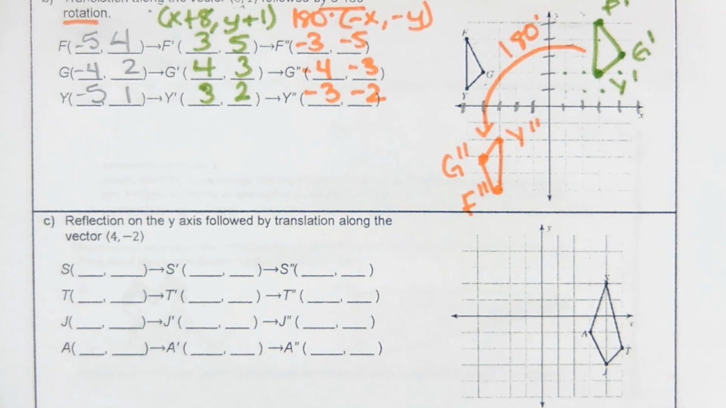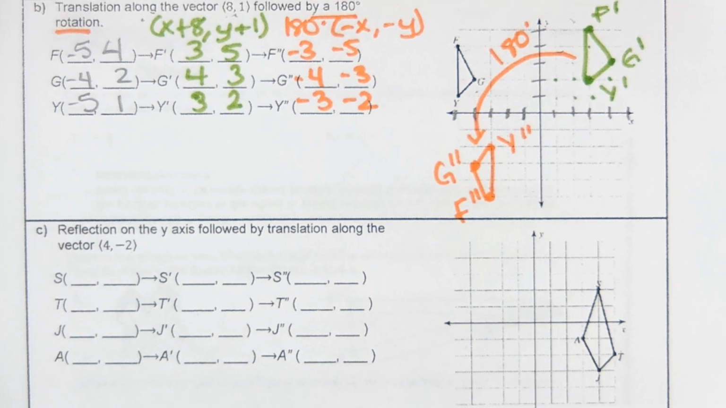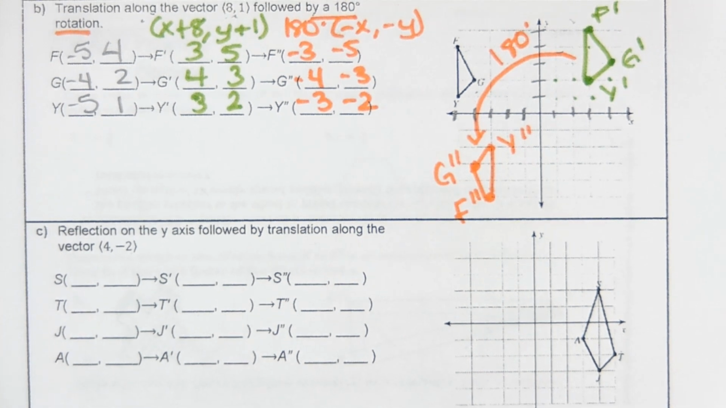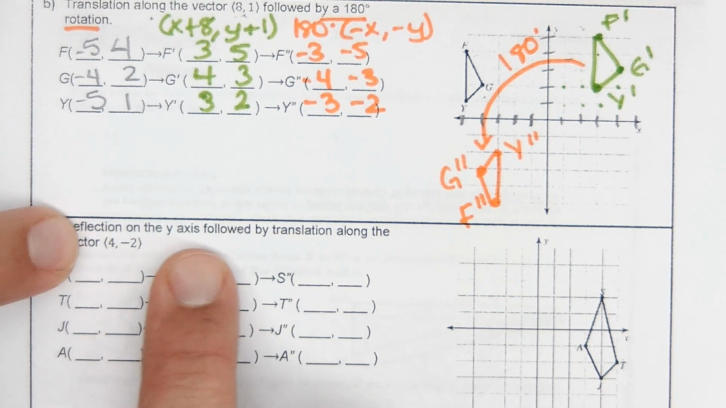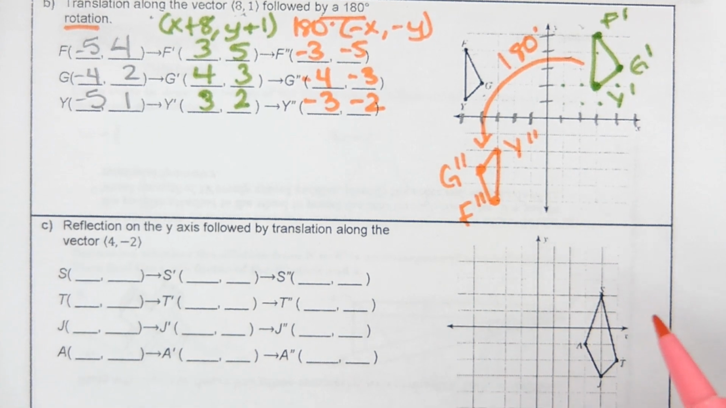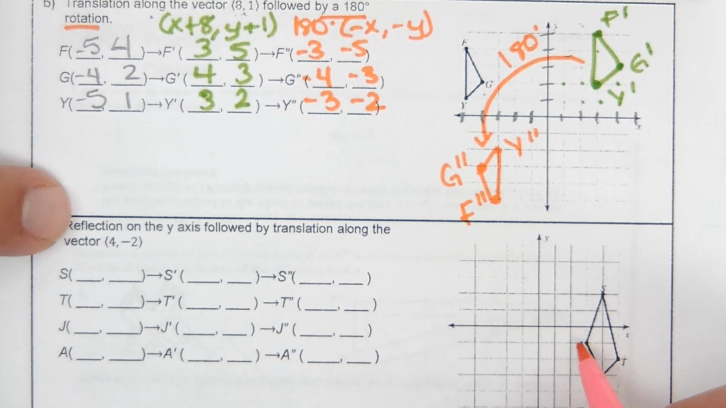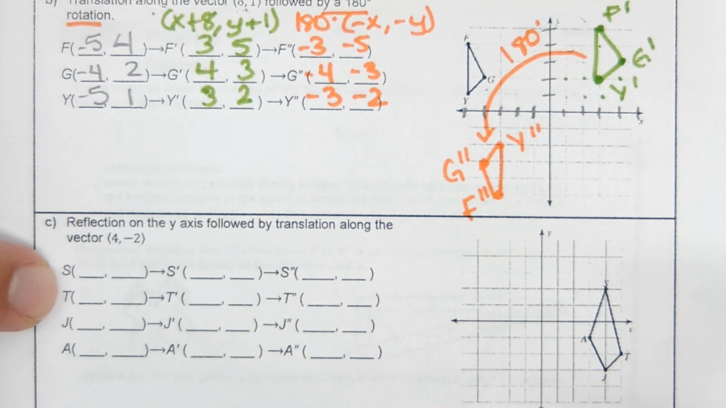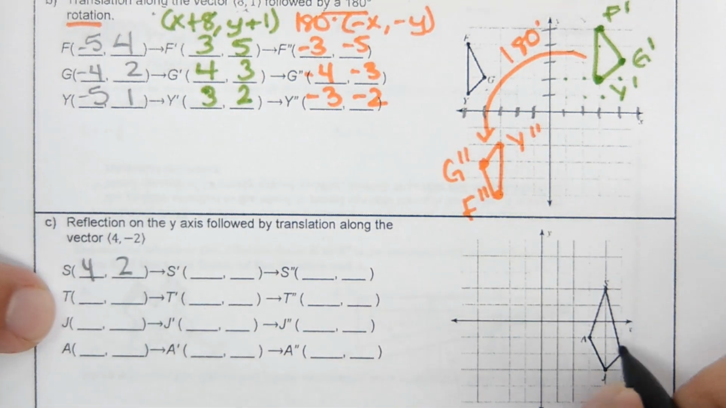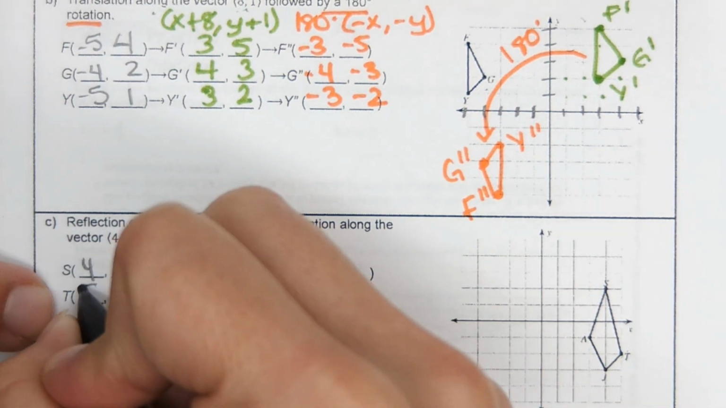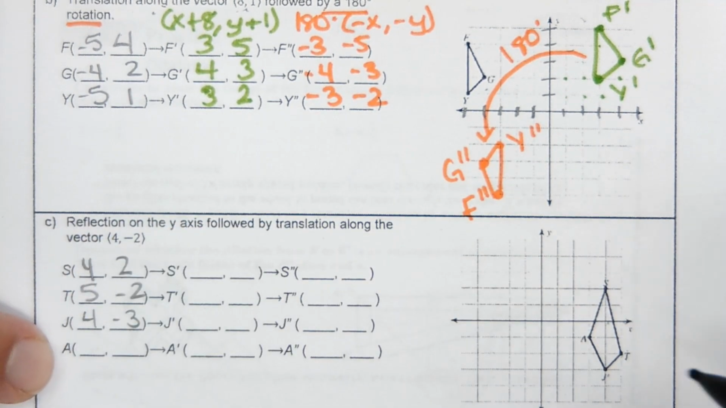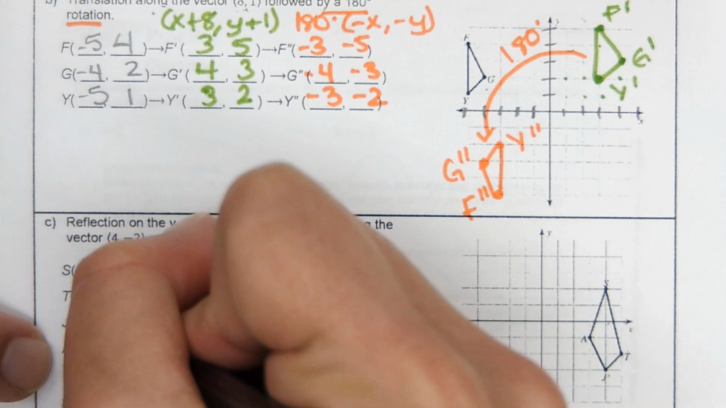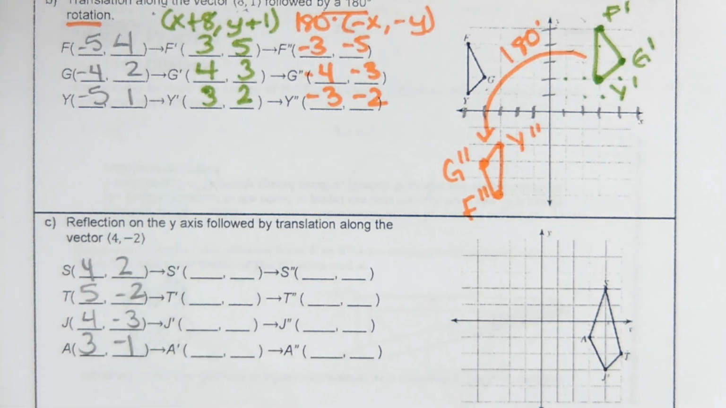Okay. Ready for the next one, or not quite yet? Okay, so the next one, it says reflect it on the y-axis, followed by a translation. So we are going to first write down the coordinates of the original. S is at (4, 2). T is at (5, -2). J, (4, -3). And A is at (3, -1).